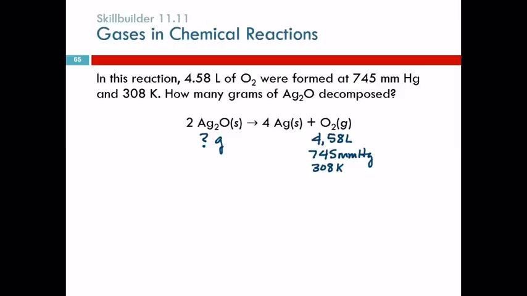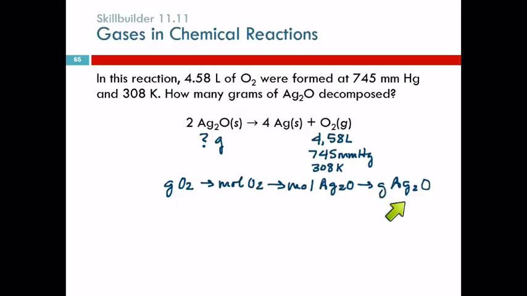Well, normally with stoichiometry, we would go grams of oxygen to moles of oxygen to moles of Ag2O to grams of Ag2O. Grams to moles to grams, right? Because this is what we're trying to find, grams of Ag2O, and they're giving us information about the oxygen. But this is a gas, and instead of giving us the mass, they gave us the volume, the pressure, and the temperature.